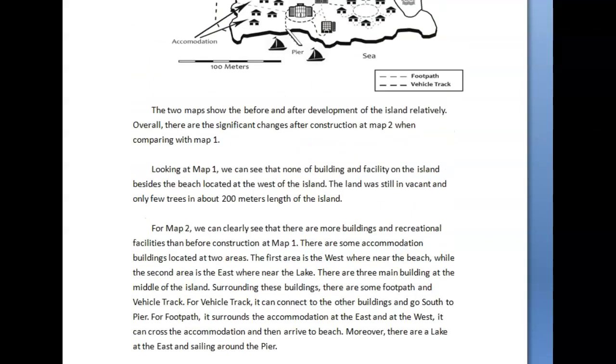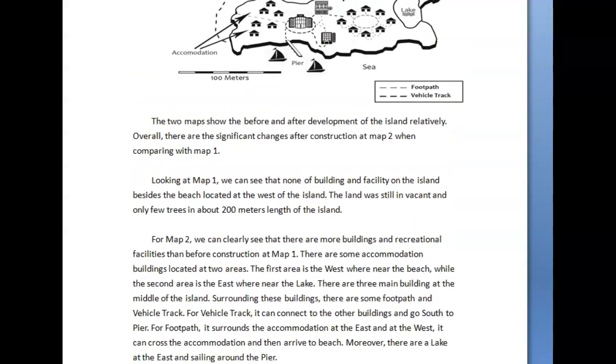Let's see what the footpaths do. The footpaths run between the accommodation and the three facilities in the center of the island. I mean, that's what they do. Okay, and I think they also go to the beach and eventually lead to the beach. You could have said that. Okay.